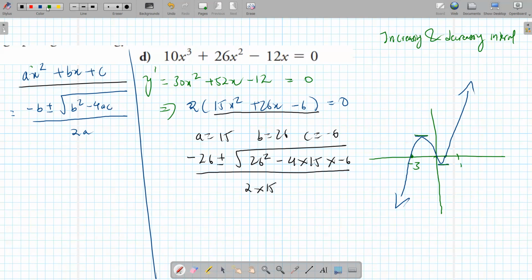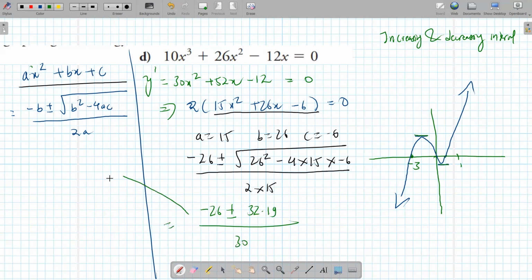You understand so far what happened? We're plugging things into this guy. And what you do is, I'm just going to plug the square root bit. Pull this out. Square root of 26 squared minus 4 times 15 times -6. So I get negative 26 plus minus 32.19 over 2 times 15, which is 30. Like that.